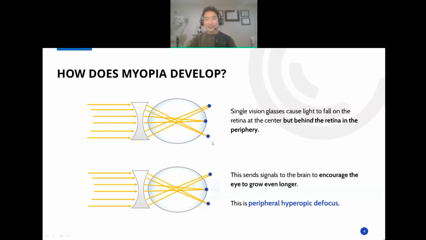When that happens, this is called peripheral hyperopic defocus. This actually sends a signal to the brain that tells it, hey, those images are not clear. So the brain will say, okay, make the eyeball longer. And that's why most of the time, whenever you wear a pair of glasses, like normal single vision, it makes myopia worse and encourages the eyeball to grow even longer. And hence the myopia gets worse and worse and worse.